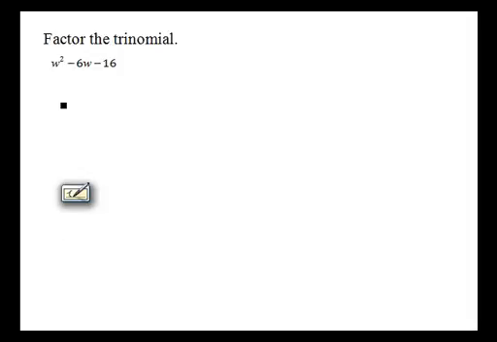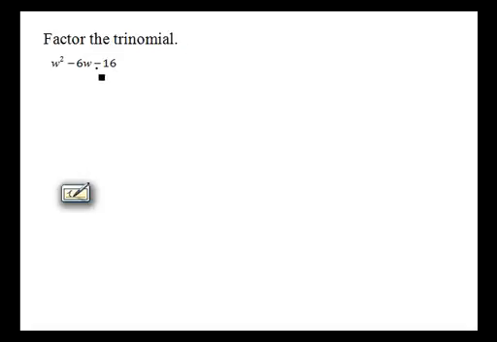Here we're being asked to factor a trinomial. Now looking at this trinomial, before I start to think about my factorization, I always want to look at the signs in it. So noticing that my middle term is negative and my last term is negative, I know something right away, and that is that both of these terms have to be opposite signs.